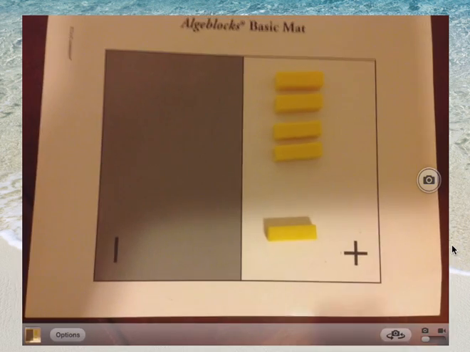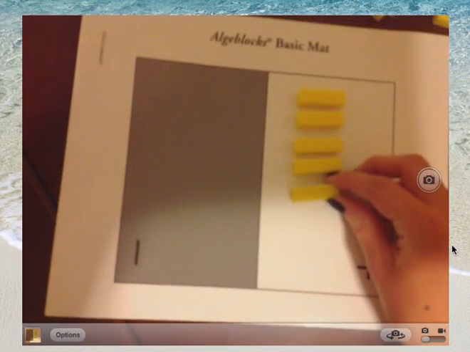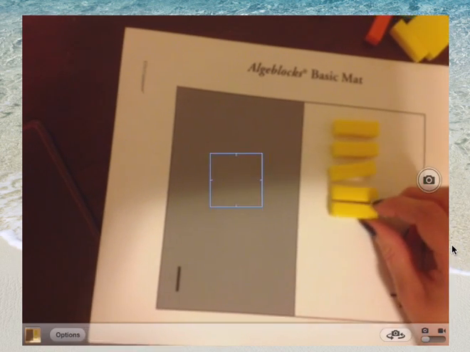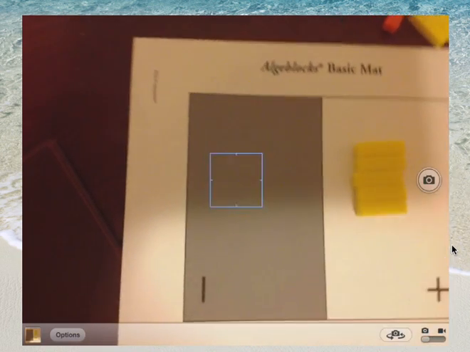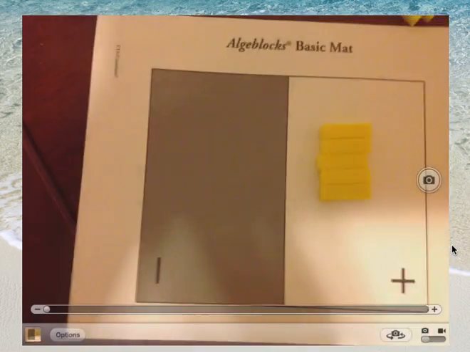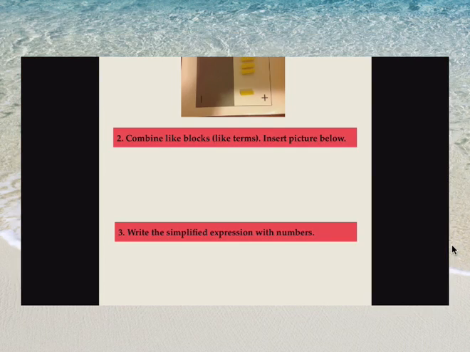This one's pretty easy. I can see that all my blocks are the same, so I'm simply going to combine my x with my other 4 x's. Here's my expression now simplified. Once again, take a picture. And we're going to drop it into GoodNotes.